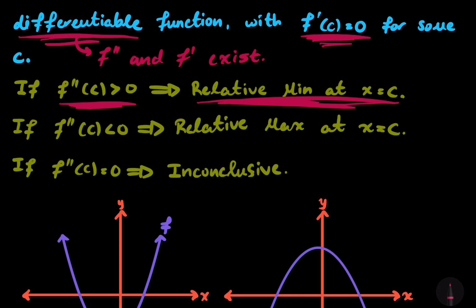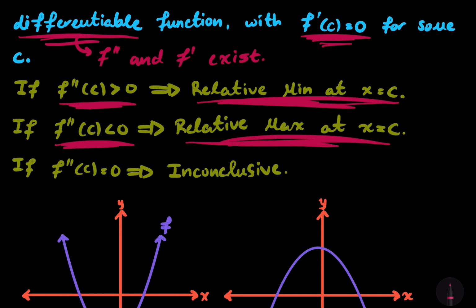If f double prime of c is less than 0, so if our second derivative is negative at c, then this tells us that we have a relative maximum at x equals c. So if our first derivative is equal to 0 and our second derivative is negative, then we have a relative maximum at x equals c. And we can do different tests to determine whether it's a global maximum or a global minimum, but we don't really care about that for the time being.